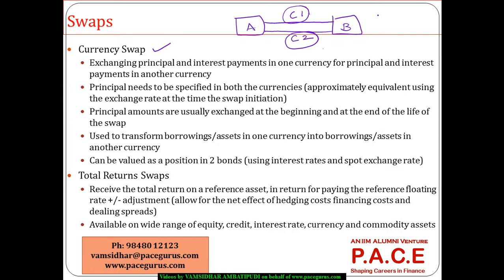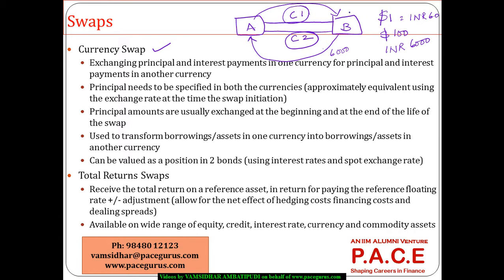And in general, if I'm talking about something like this, let's say today $1 is equal to 60 Indian rupees. Now what I'm simply saying is A will make a payment to B in dollars. So A will give $100 to B. Now at that same time, B will give 6,000 Indian rupees to A. It's like a loan. A has given a loan of $100 to B. B has given a loan of 6,000 Indian rupees to A.